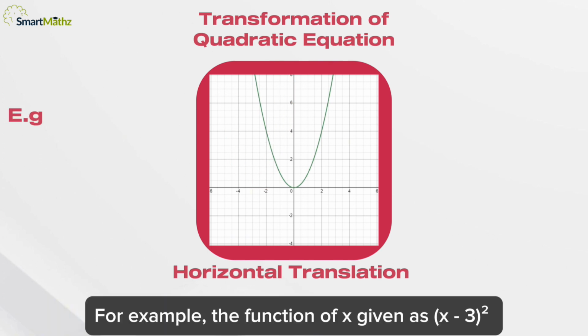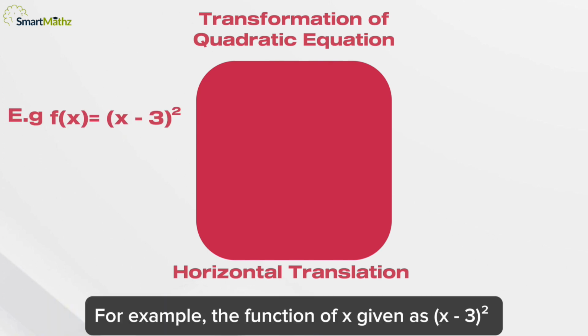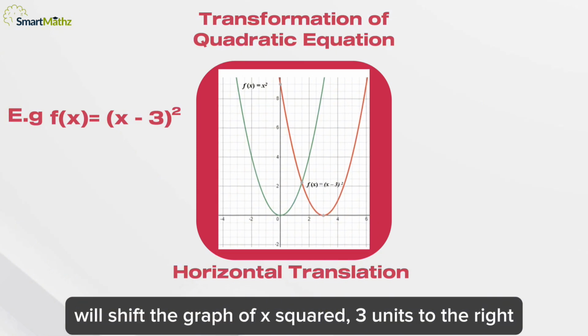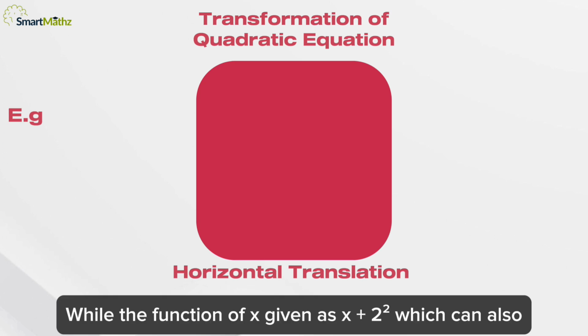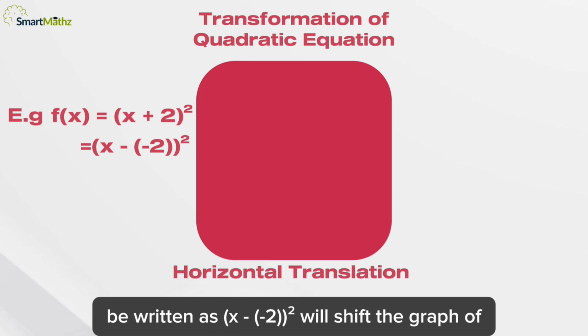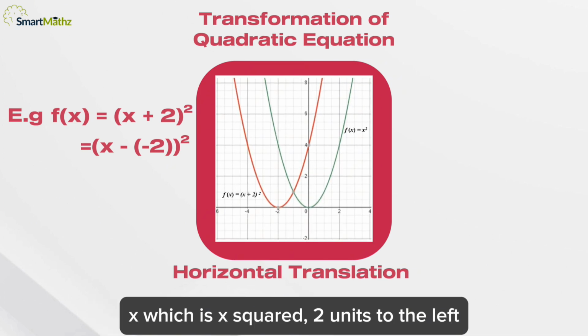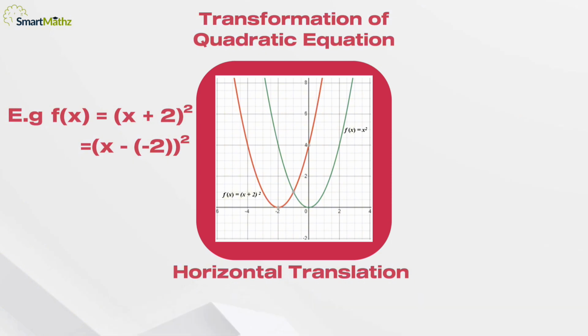For example, the function of x given as x minus 3 squared will shift the graph of x squared 3 units to the right, while the function of x given as x plus 2 squared, which can also be written as x minus negative 2 squared, will shift the graph of f of x, which is x squared, 2 units to the left.